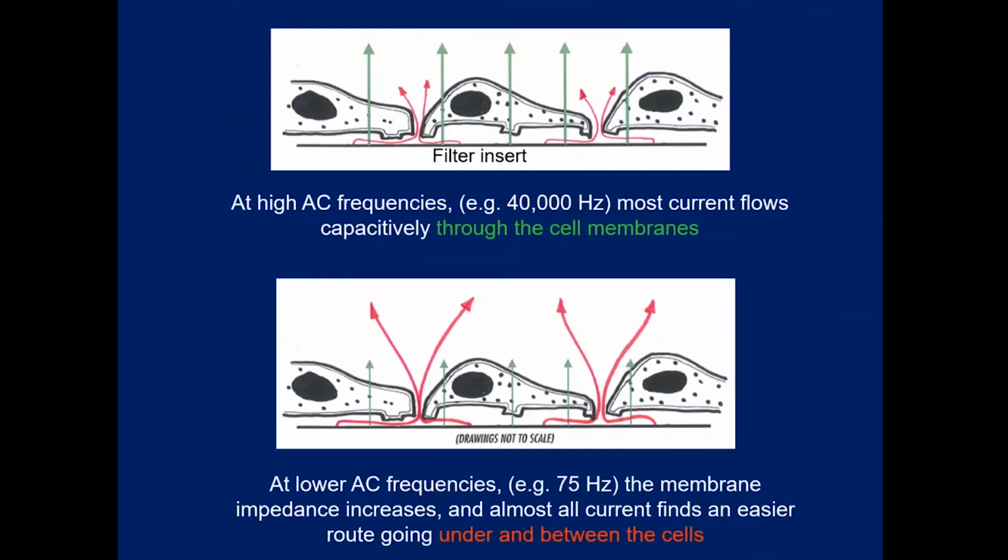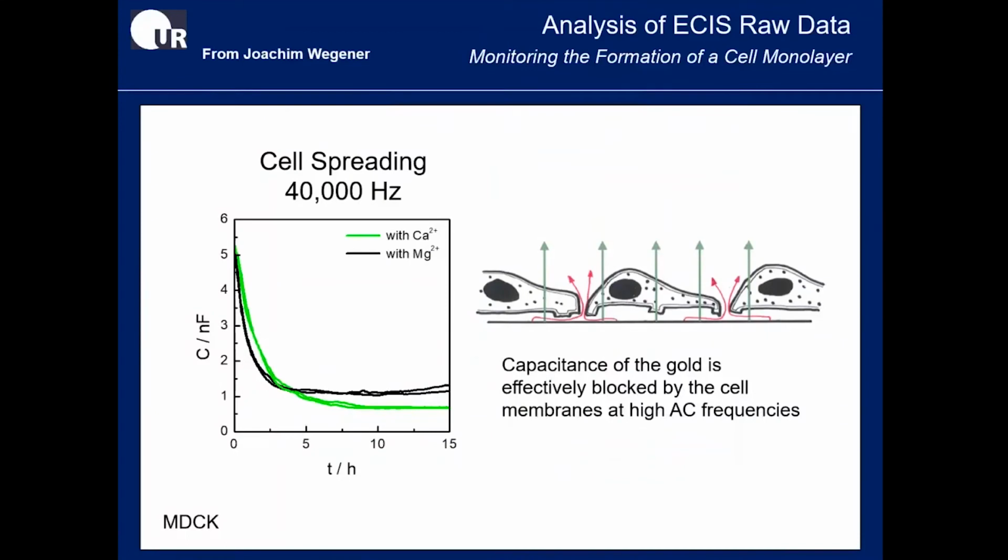So let's look at these high and low frequencies and what we see in this case to look at cell spreading and barrier function. At high frequency, we're going to monitor here the capacitance. As the cells come down and block the gold electrode with their membranes, this tends to bring about a drop in capacitance. And what we're seeing in this curve is the cells going from an open electrode where they're just drifting down and sit there in a rounded fashion to a fully spread confluent layer that takes maybe 4 hours to form with these MDCK cells.